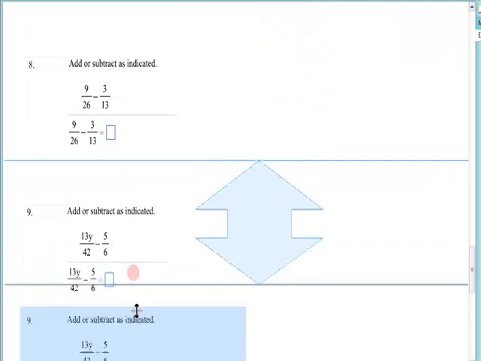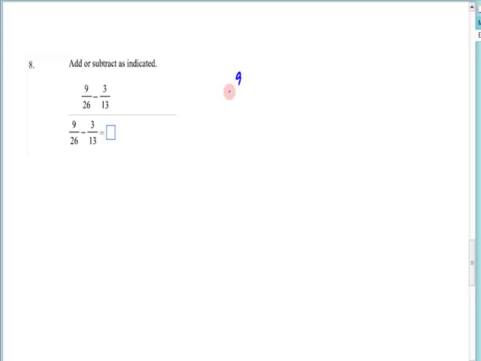Just got a few more problems that I can practice with. I have 9 over 26 minus 3 over 13. Common denominator, look at the larger one. Will it work? Well, yeah, it will. So I'll keep the 26.